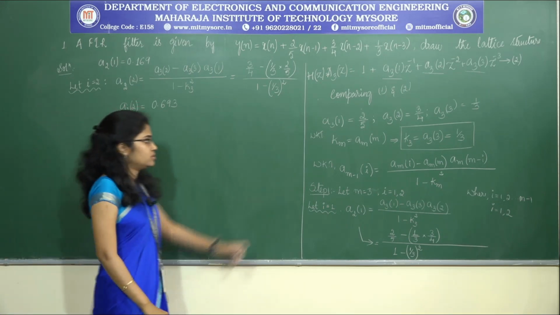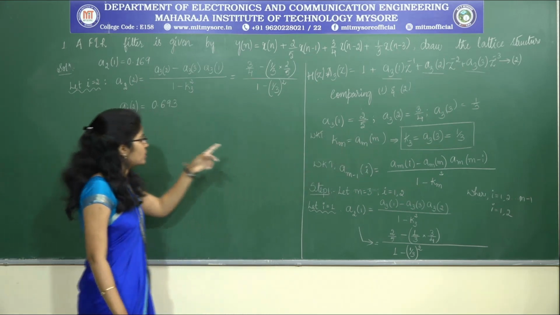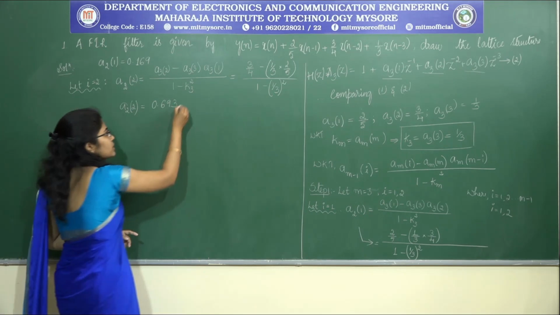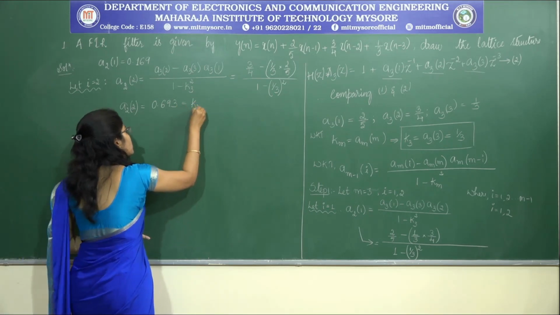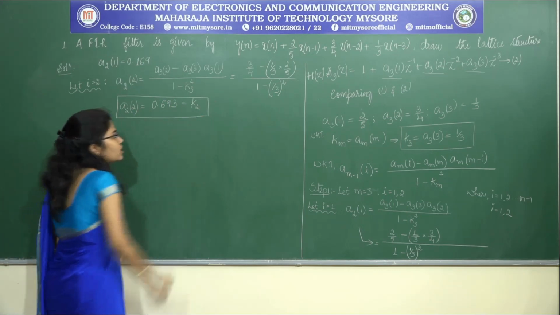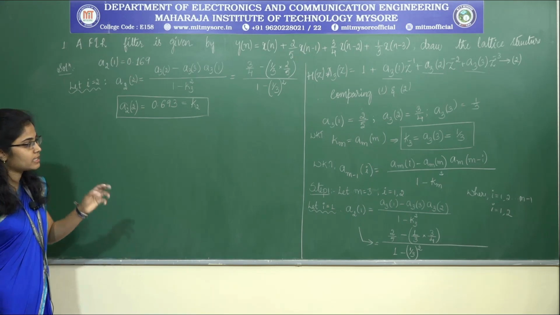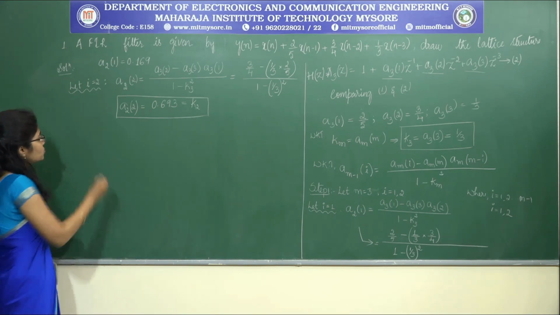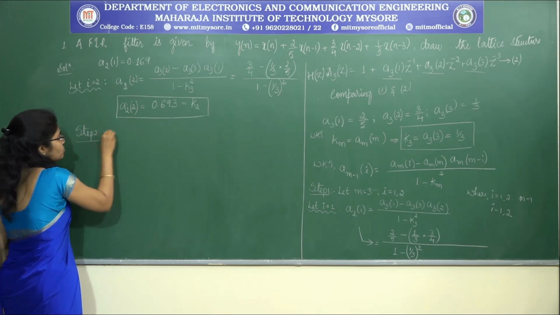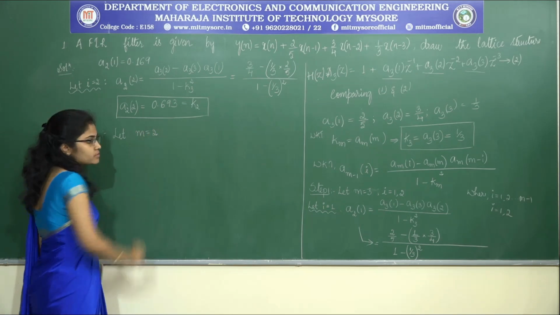And we know the standard equation: km will be equal to am of m. So what is the m value here? It is a2 of 2, so this is nothing but equal to k2. So we found the second coefficient, that is k2. Now I should find the last coefficient. For that, let the value of m be equal to 2. So step 2. In step 2, let m be equal to 2.